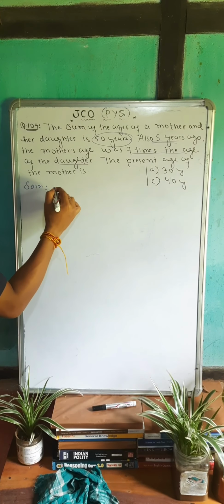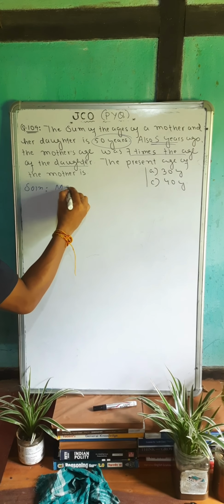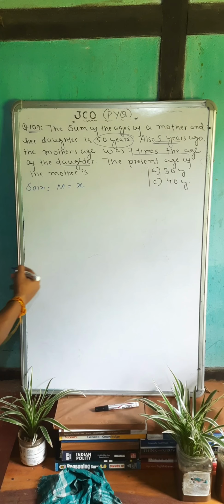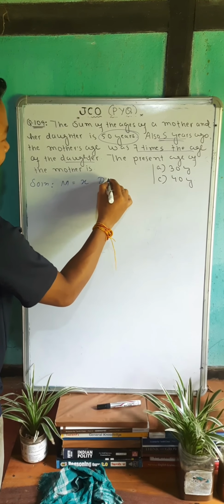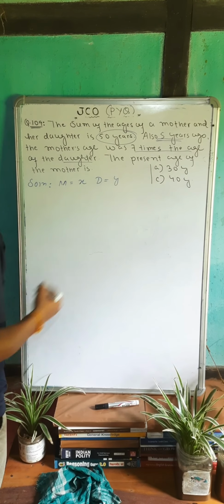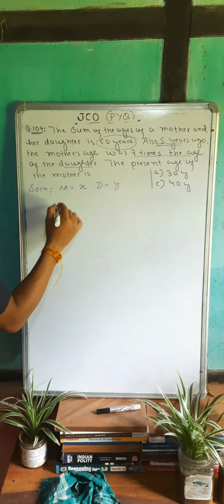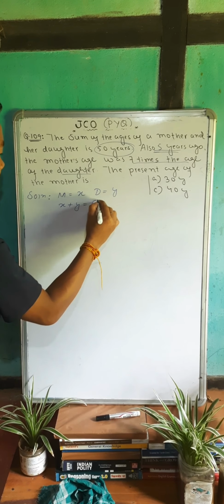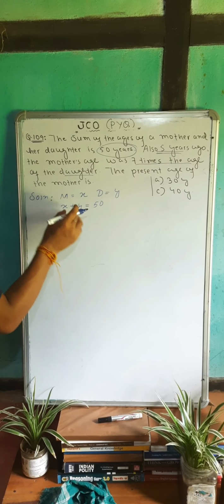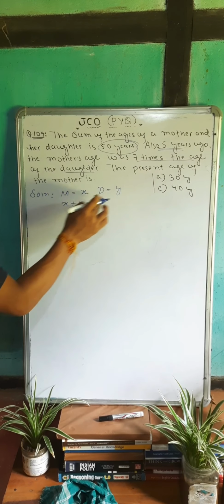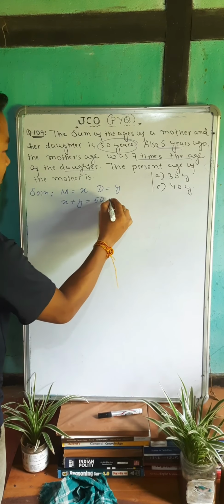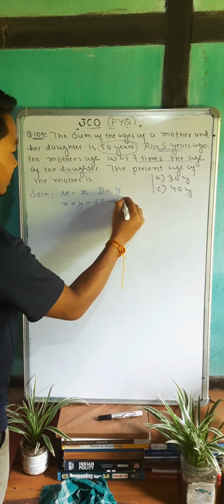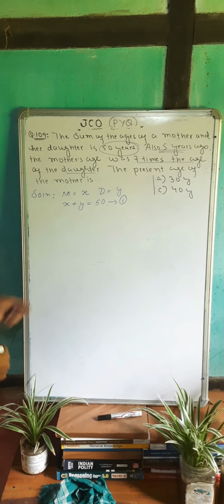So we can write mother's age as X and daughter's age as Y. And the sum of their ages will become 50 years. X plus Y, that is mother's age plus daughter's age, will become 50 years. So it will become equation number 1.